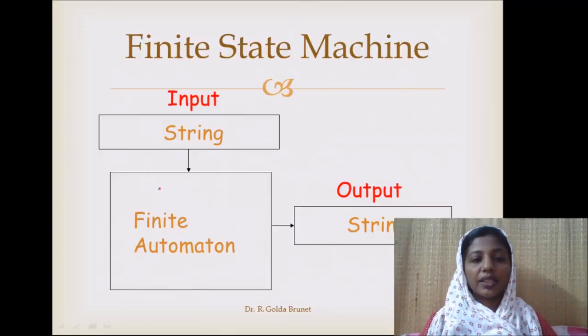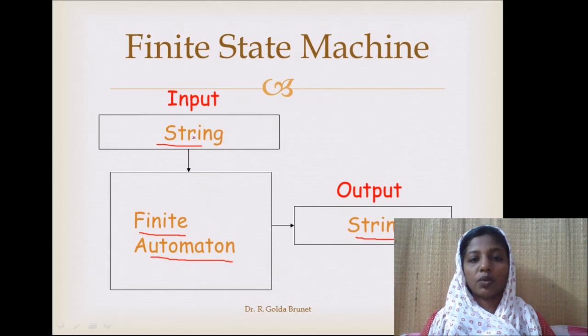Recall the configuration of finite state automata. The CPU and program memory together is the finite automata, this block, and we have memory for the input and the memory for the output, and both are of string types. If we give the input, we do not have any temporary memory to store the intermediate results, and we are to produce the output string.